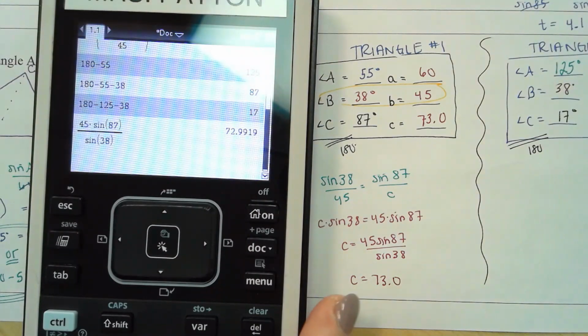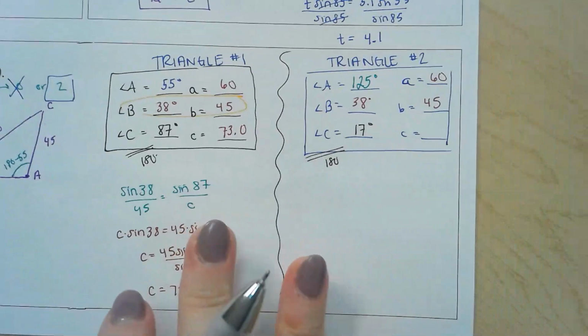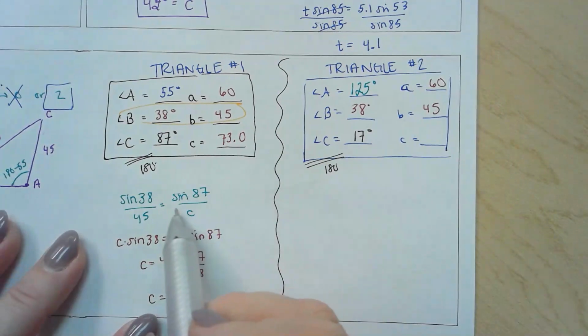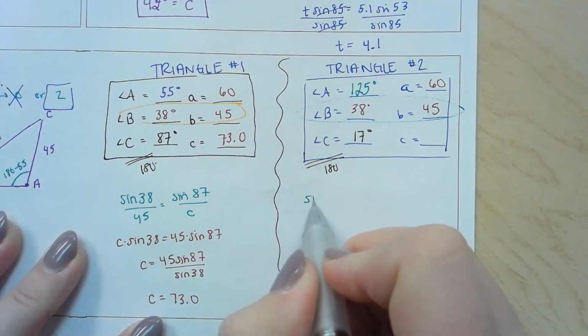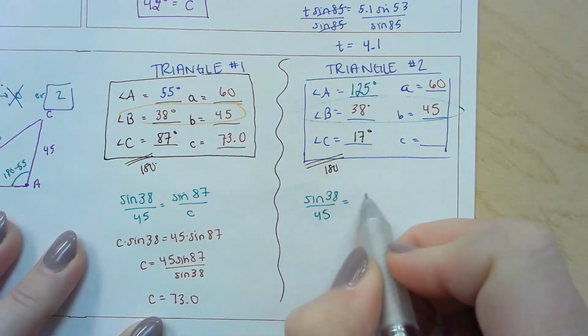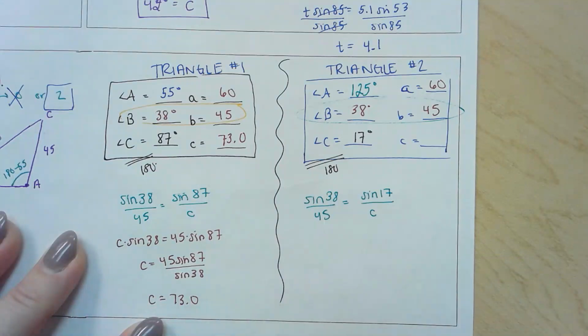And I say if, there was nothing written down. That's what we did on the last one. Okay, so we finished triangle number 1. Let's finish triangle number 2. It's going to be the same thing that we just did, right? I'm going to start with that given pair. The sine of 38 over 45 equals, and now we'll do the sine of 17 over lowercase c.